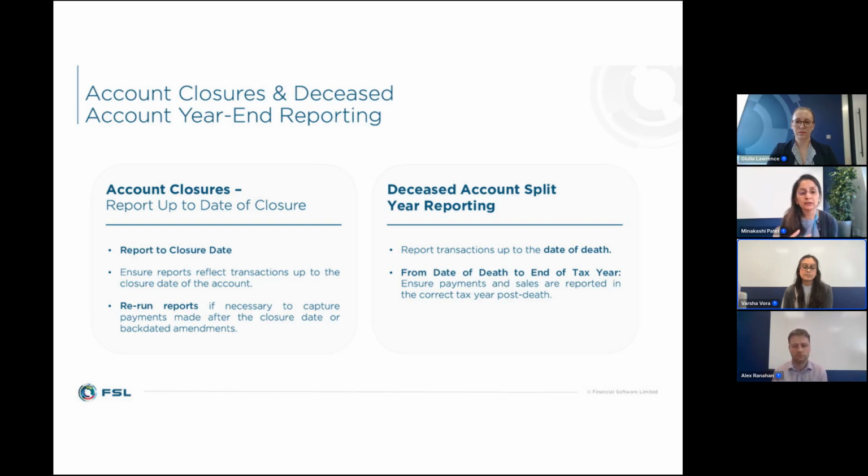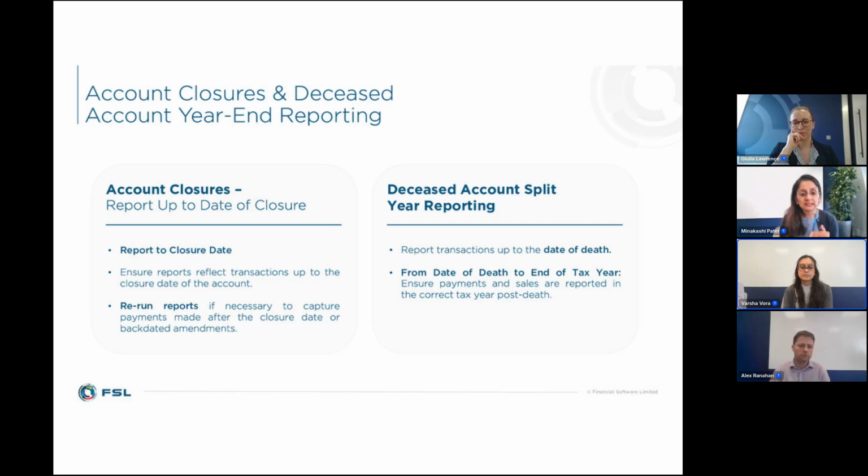So those accounts that you have closed during the year, it's just worth reviewing those when you come to the end of year reporting, just to make sure: was there anything that was missed that potentially should have been reported to that investor, so that they get a complete picture, and then obviously rerun any of those reports where it's necessary to capture payments that were made after the closure date, or backdated amendments as well. So that's a good useful checkpoint to have as part of your tax year run, is just to cast your eyes over any closures that you've had in the last 12 months, and make sure that there's been no missed payments in the information that's been sent out to the investor.